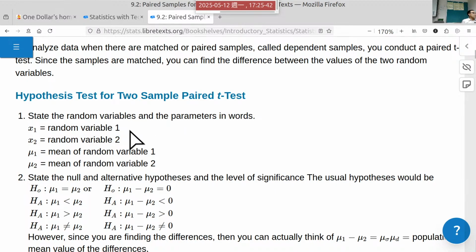X1, random variable 1. X2, random variable 2. Mean 1, mu 1, is the mean of random variable 1. Mu 2 is the mean of random variable 2.